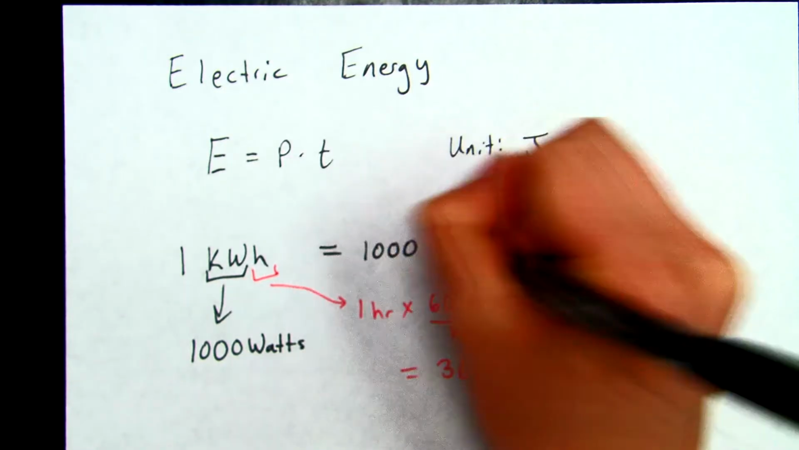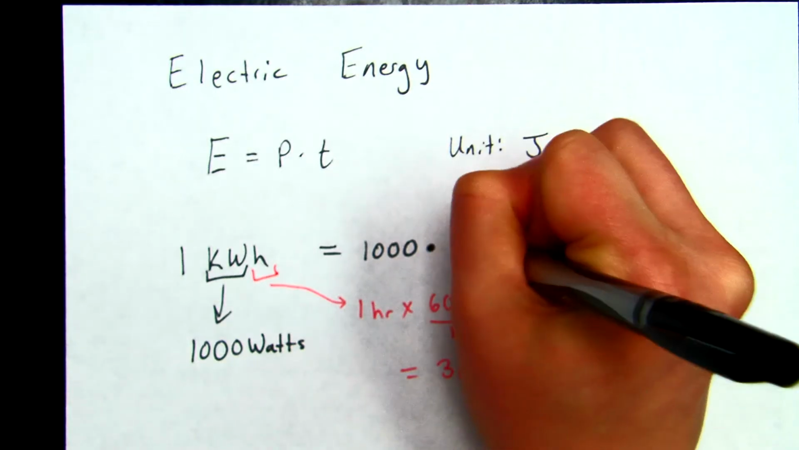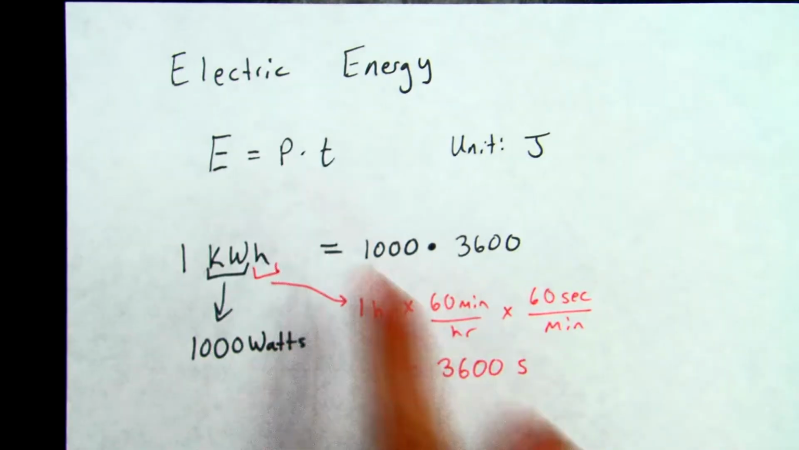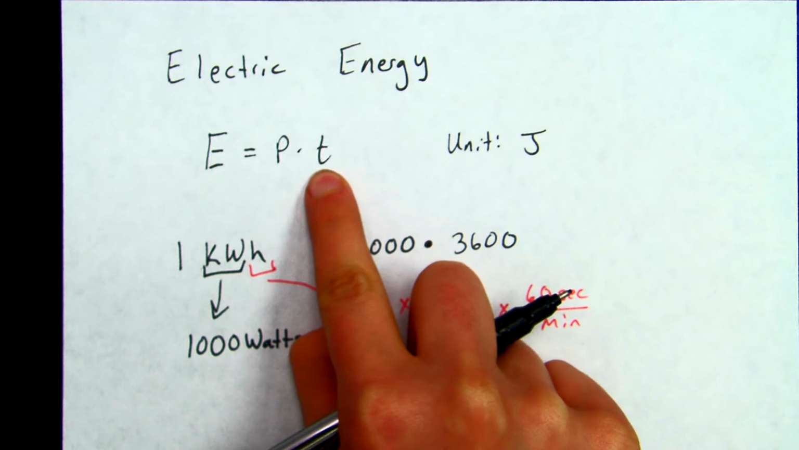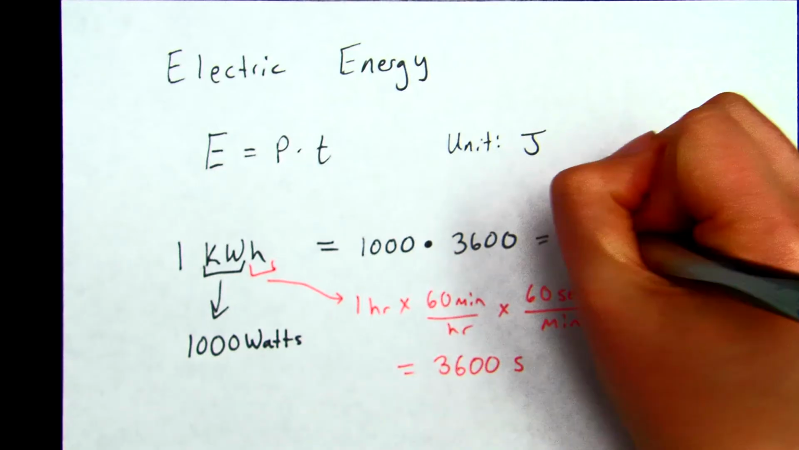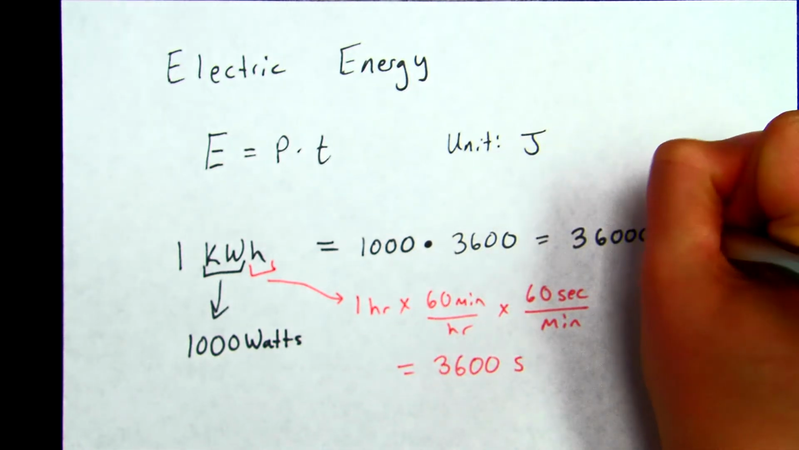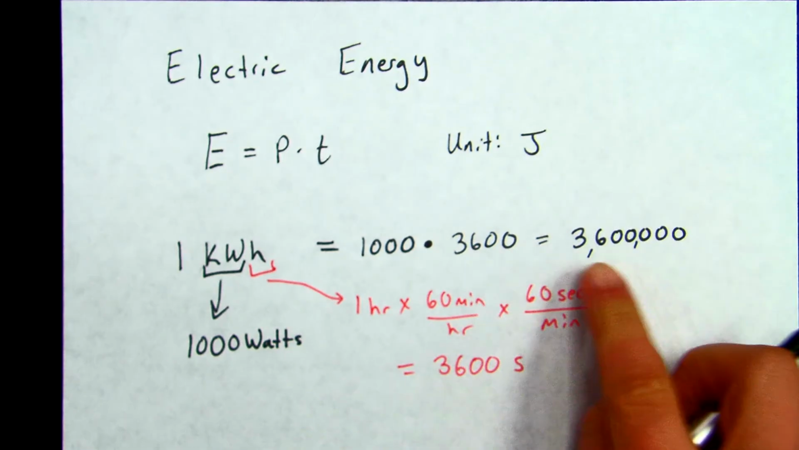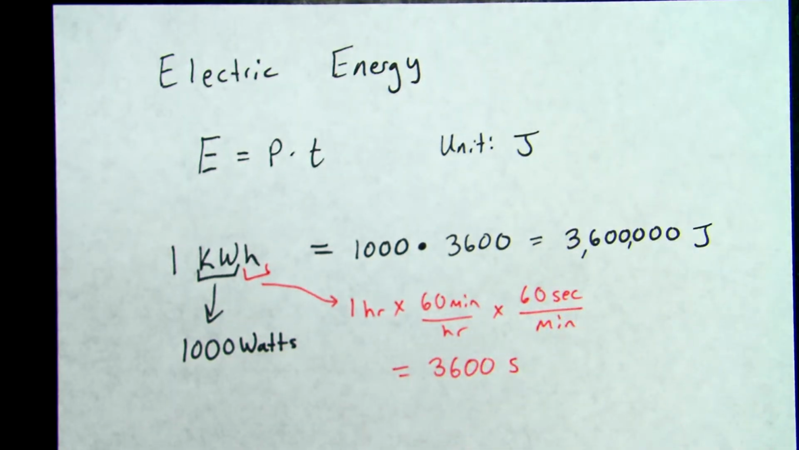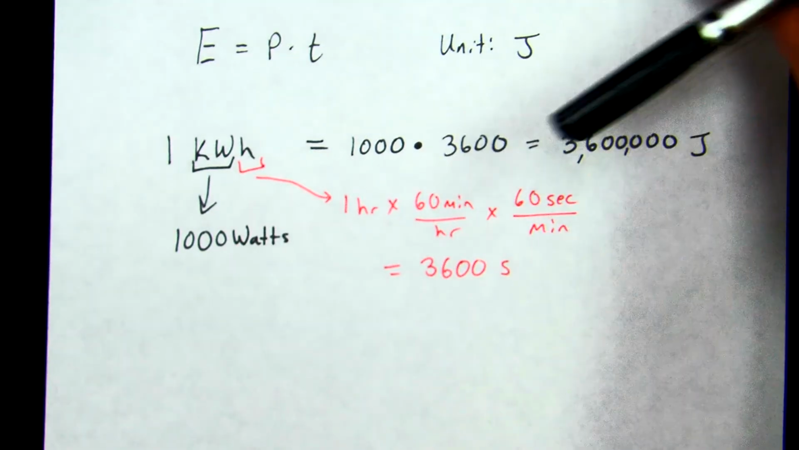So if I want a kilowatt hour, what I'm going to interpret that to mean is that I'm going to take my 1,000 watts and multiply it by my time. Well, watts, which is power, times time in seconds gives me the unit of joules. And I end up with 3,600,000 joules of energy.